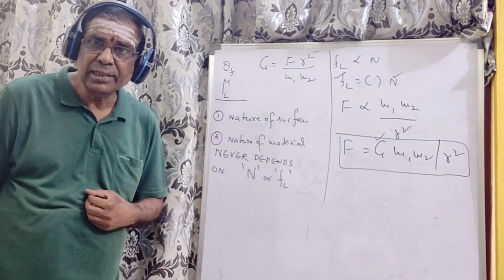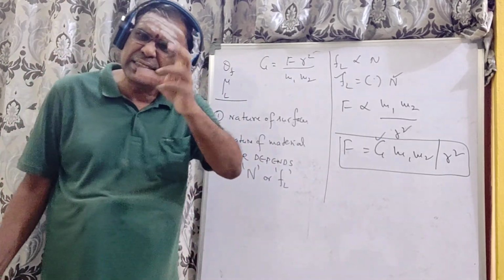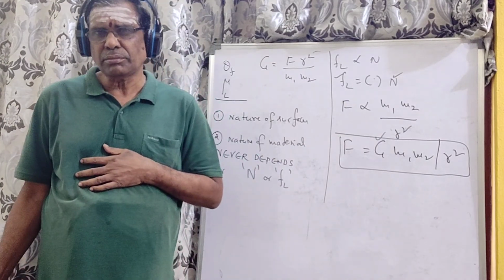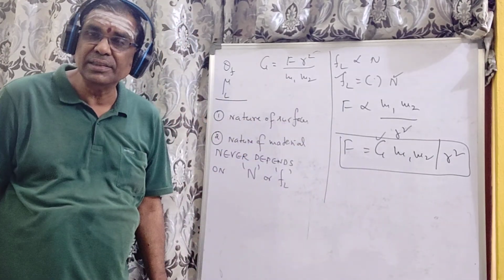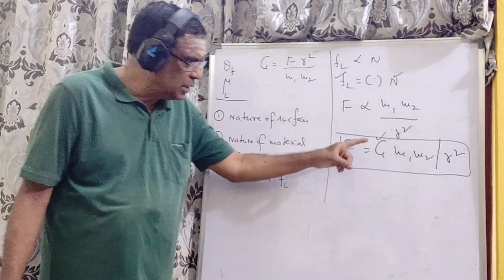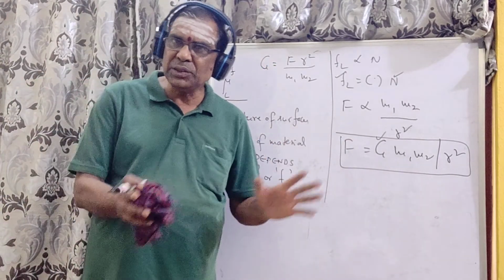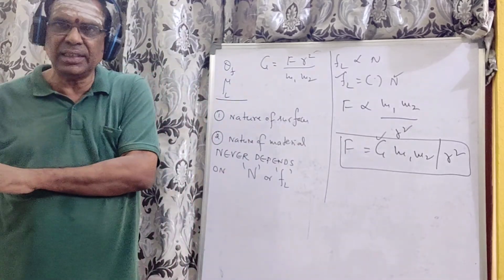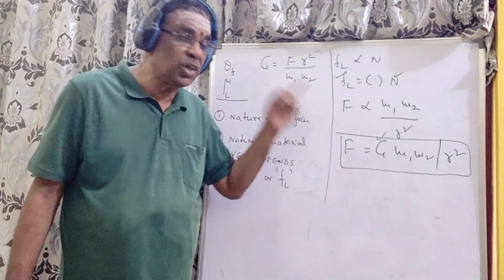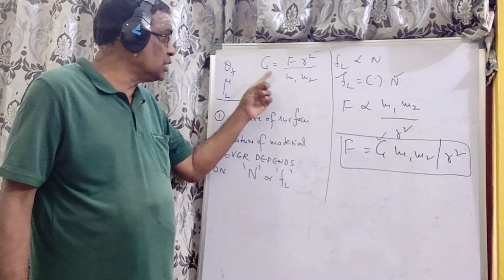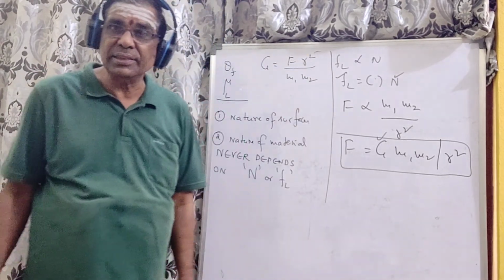Do you understand? That is why physics is very ticklish in certain aspects. In mathematics, this is correct and this is correct. In physics, this alone is correct, this is wrong. Although in maths, you are free to take any parameter onto the other side, in physics, you have to be very careful. Why? Because it's going to tell me that G is dependent on all these factors.